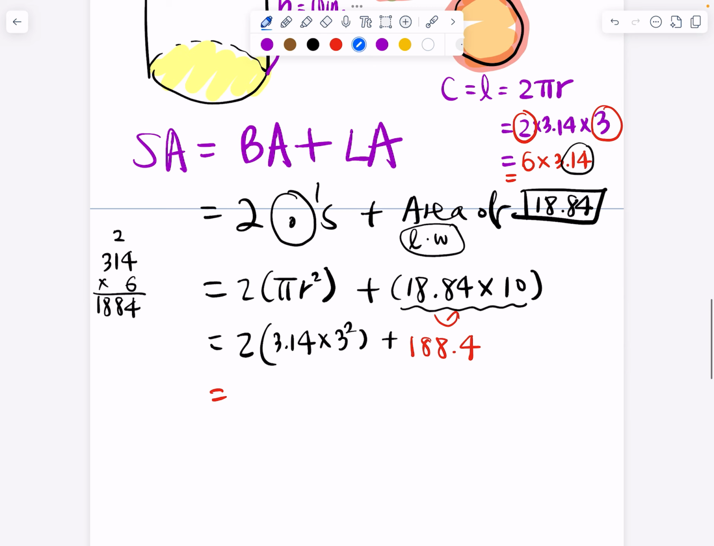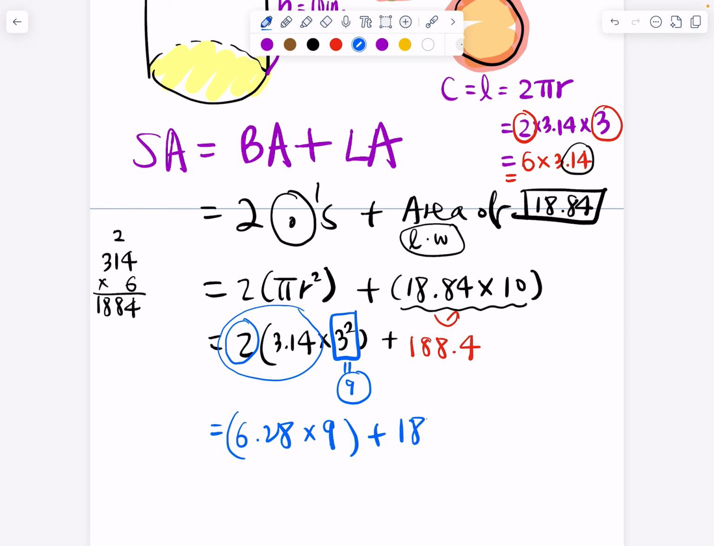Hey guys, guess what? Let's do some calculation. Remember the rule that tells you to not multiply first, but exponent first. Do exponent first, which is 9, not 6. Please, let's learn this, okay? So it is same as 2 times 9, which is 18, multiplied by, or it really depends, I don't mind doubling this first. Okay, so 6.28 times 9 plus 188.4. Oh gosh, this is a lot of calculation.